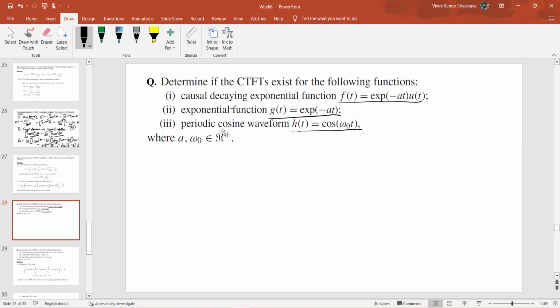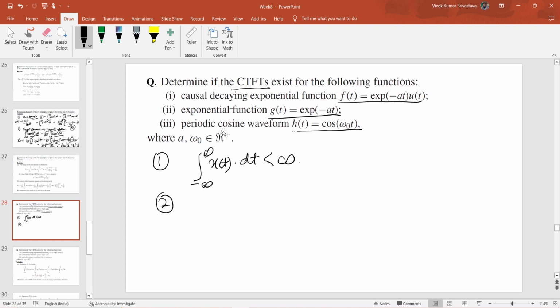So to check whether the continuous time Fourier transform will exist for these functions, we will check whether the Dirichlet conditions are satisfied for these functions or not. From the previous class we have seen that the first Dirichlet condition states that the integral of any function for which we are evaluating the Fourier transform should be finite.